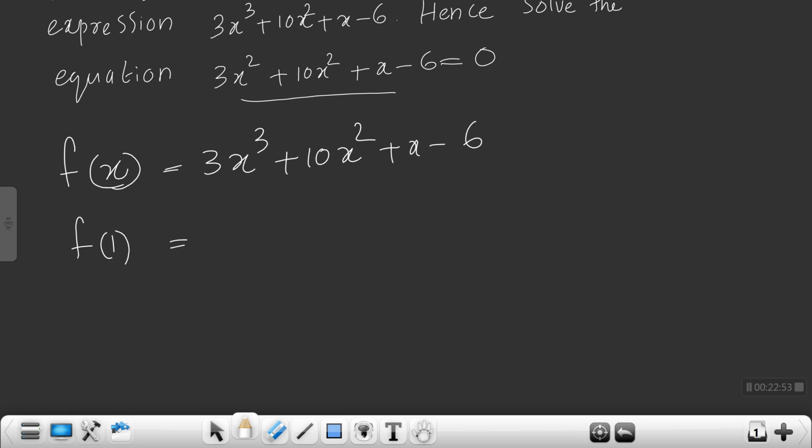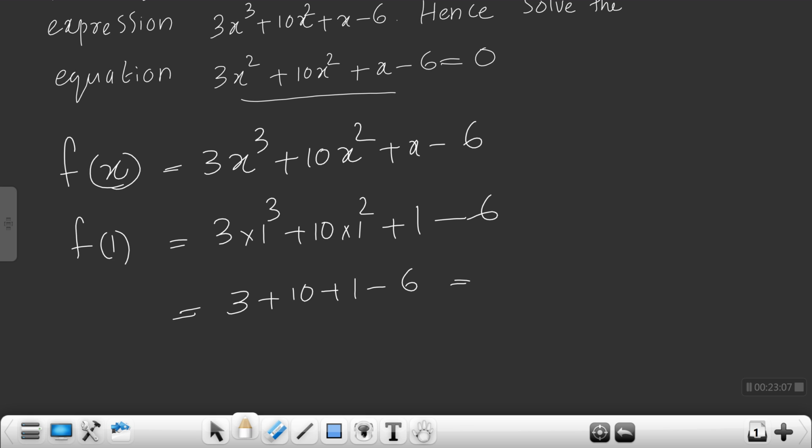For that, first we find f of 1. F of 1 is 3 into 1 cube plus 10 into 1 square plus 1 minus 6. That is equal to 3 plus 10 plus 1 minus 6. That is 3 plus 13, 13 plus 1, 14, 14 minus 6 is equal to 8, which is not equal to 0. Therefore, x minus 1 is not a factor.